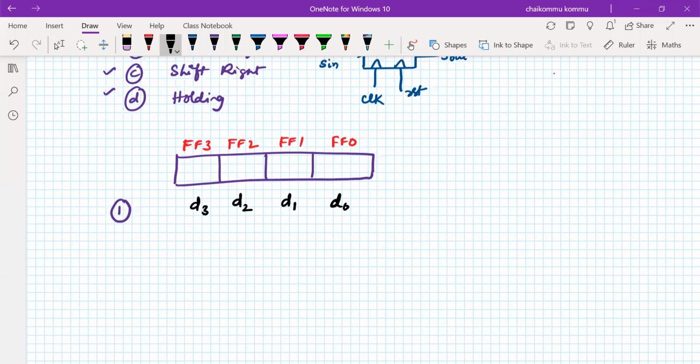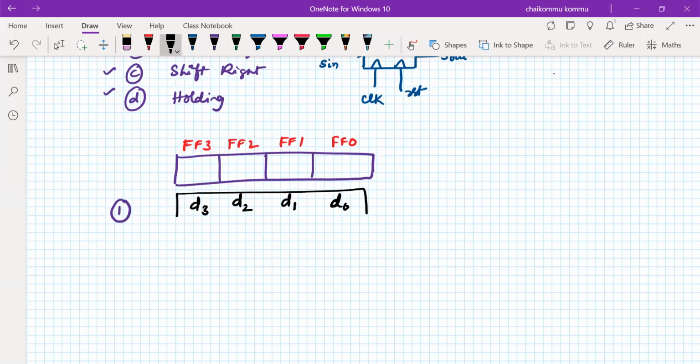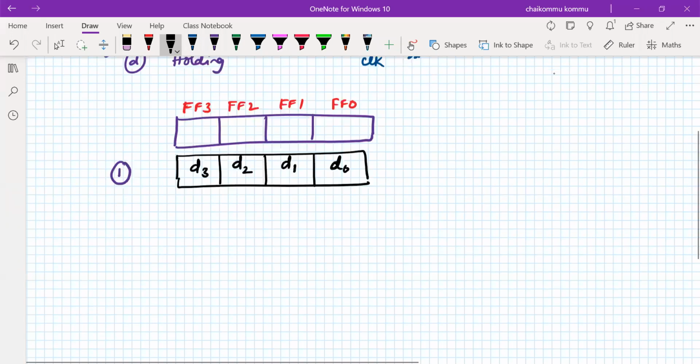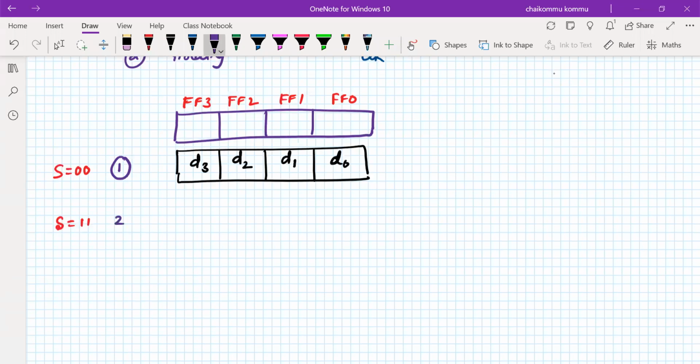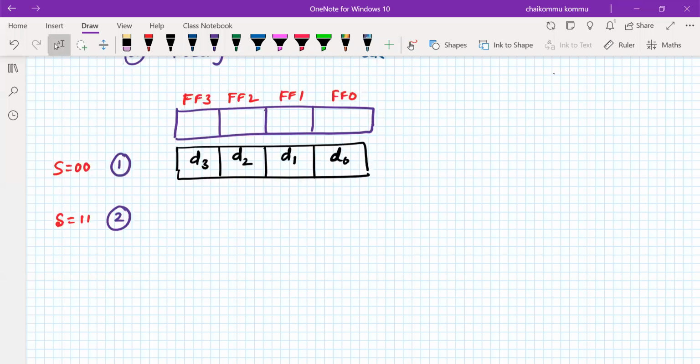So the flip-flop contents are something like this. Do you agree with me? This is observed for S equal to 0, 0 operation. Now for S equal to 1, 1, what has to happen? The second case, left shift operation, has to be performed. Left shift operation means the data has to move like this. So what is the content of this flip-flop now?